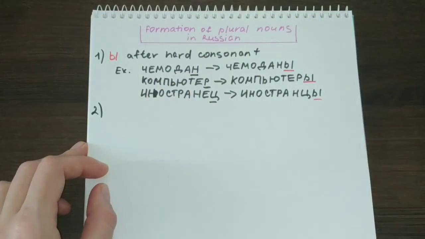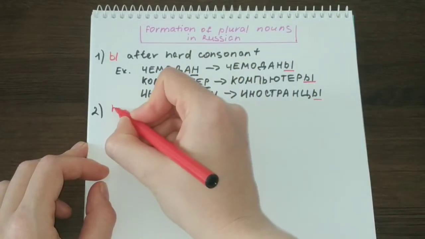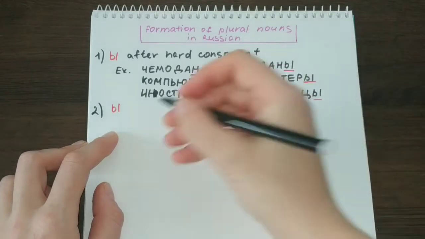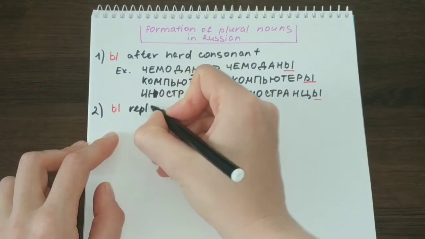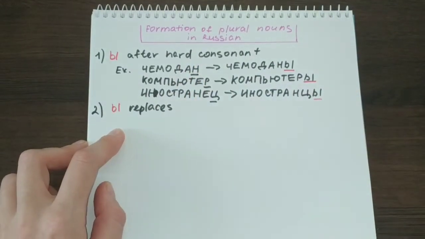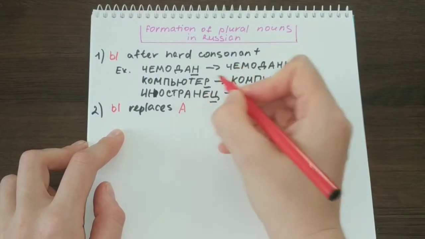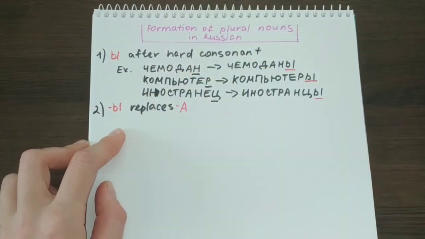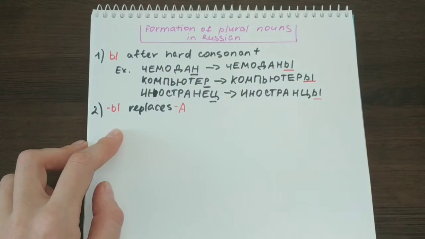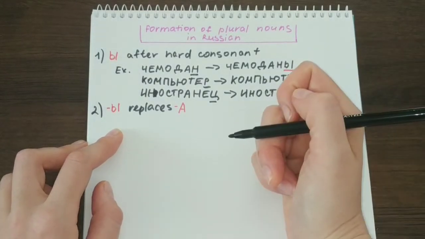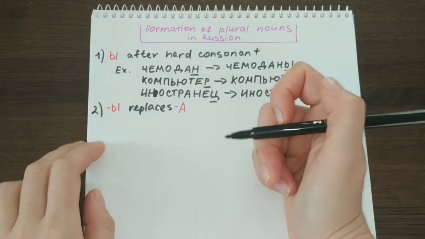The second point is when the ending "ы" replaces ending "а". So when a noun ends in "а", its plural form is made by changing that "а" ending into "ы". Let us see it in an example.